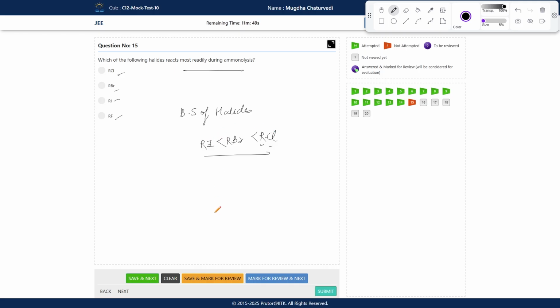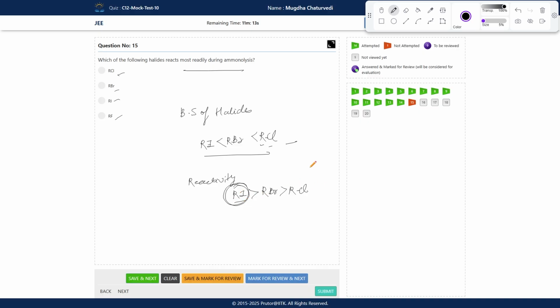So if we talk about the order of reactivity of halides in ammonolysis, then order of reactivity will be just opposite of this. RI will be most reactive, followed by RBr and followed by RCl. Okay, this is because of the ease of breaking the carbon halogen bond. We can easily break the R and I bond because you will see this bond strength is least because iodine size is very much bigger. So you will see this bond is quite weak, which we can easily break.